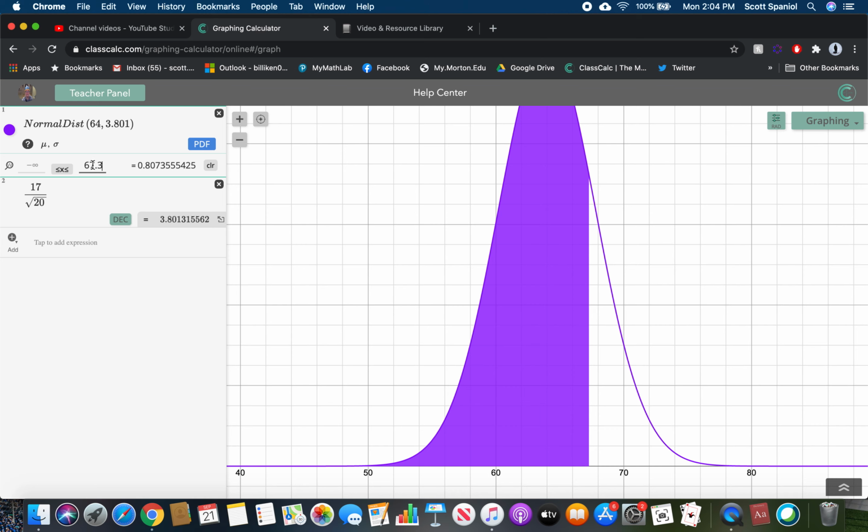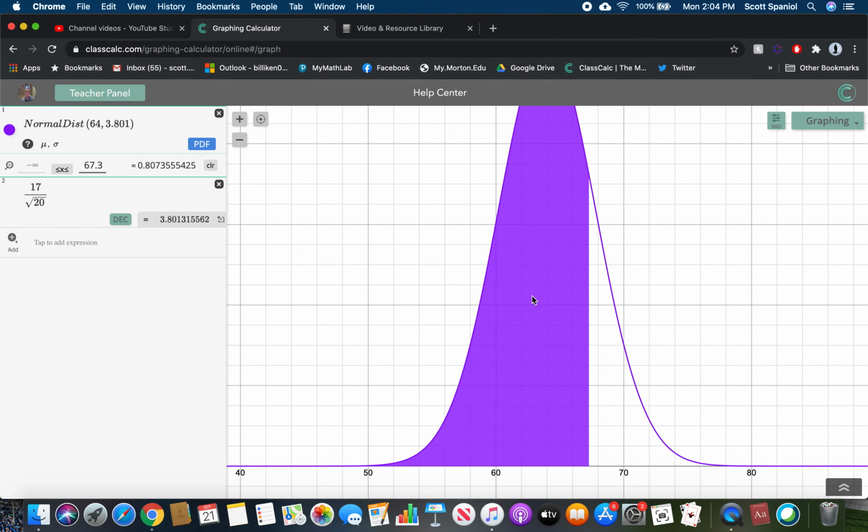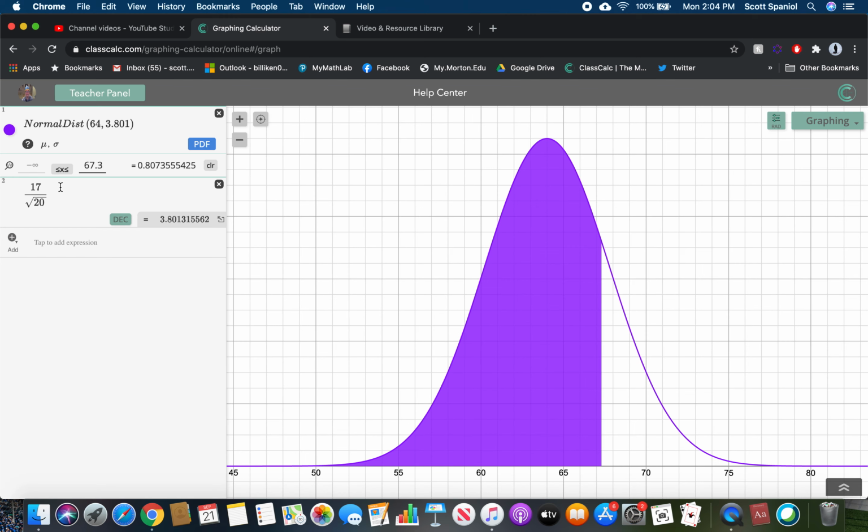Okay, so here are the answers we got. So what do you notice? Well, this one, the probability went up, and this one, the probability went down. And if you look at this one, you'll notice the mean is in that, but with the other one, the mean was not. Okay, so what happens to the probabilities as the sample size increased? Well, one of them went up and the other one went down. And the one that went up was the one where the mean was in the region we were finding the area of, and the one that went down was the one where the mean was not.